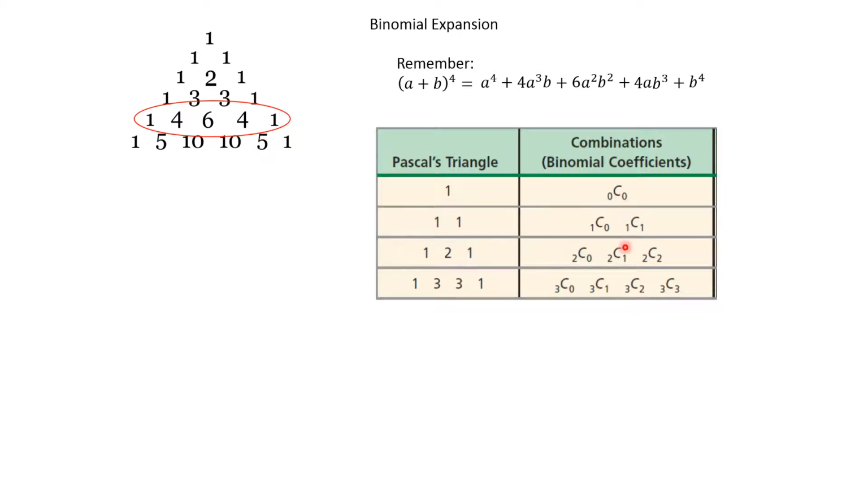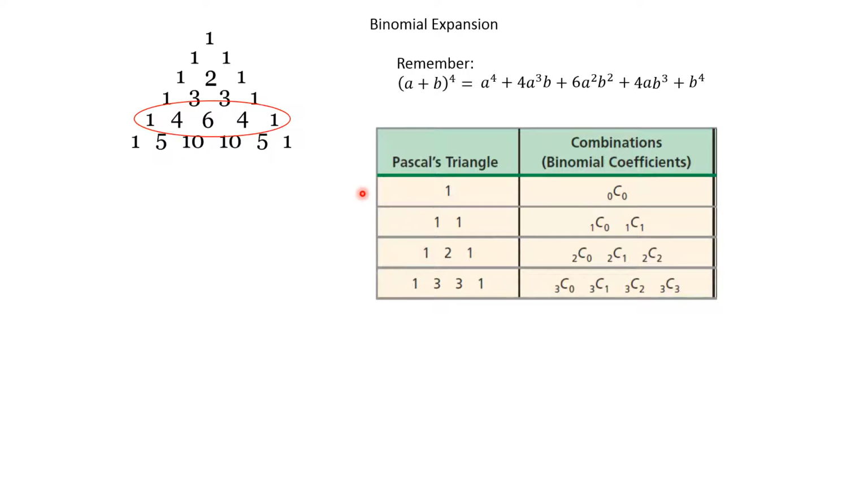0 choose 0 is 1. 1 choose 0 is 1. 1 choose 1 is 1. 2 choose 0 is 1. 2 choose 1 is 2. 2 choose 2 is 1. 3 choose 0 is 1. 3 choose 1 is 3. 3 choose 2 is 3. 3 choose 3 is 1. And this continues going down.